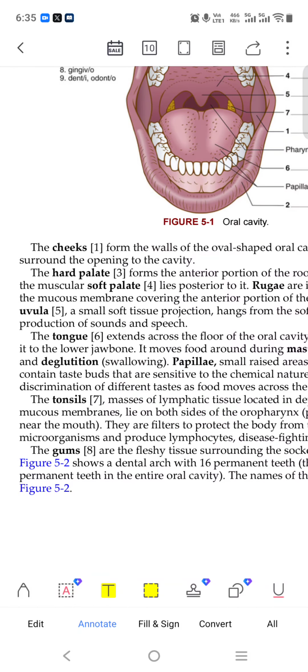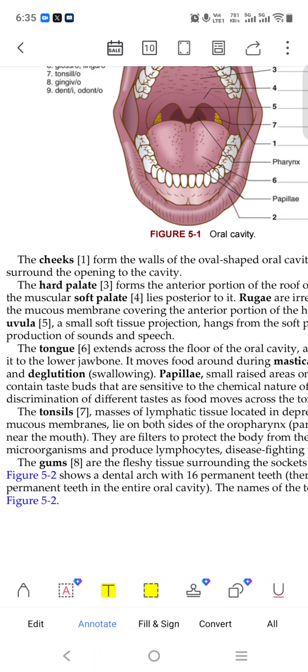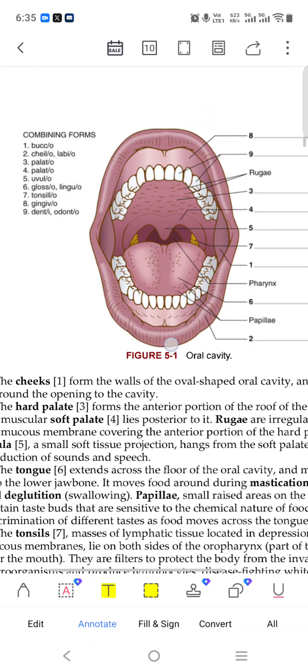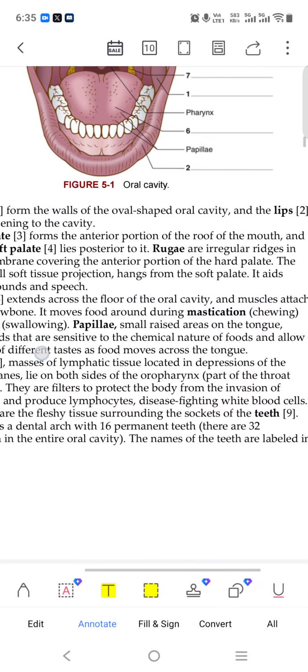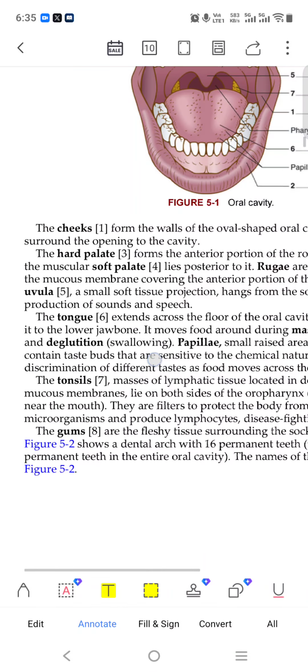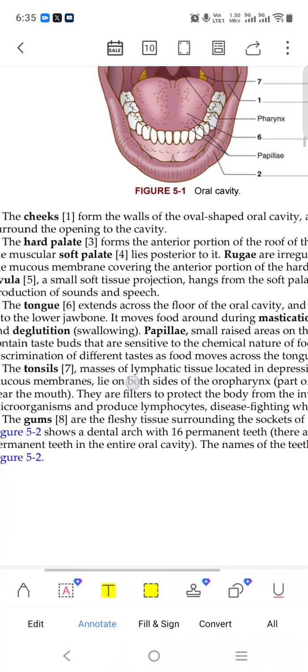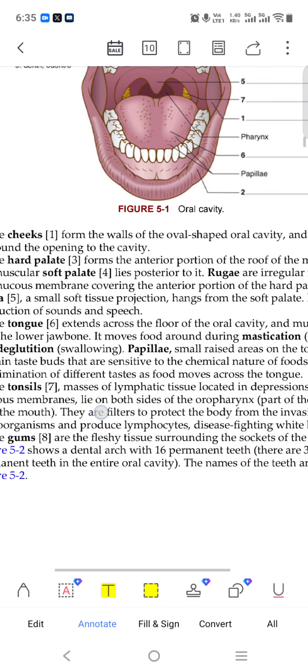Everything is described in the explanation. Hard plate and soft plate are given, and rugae. Rugae are the irregular ridges in the mucous membrane covering the anterior portion of the hard palate. It is on the side of our mouth.